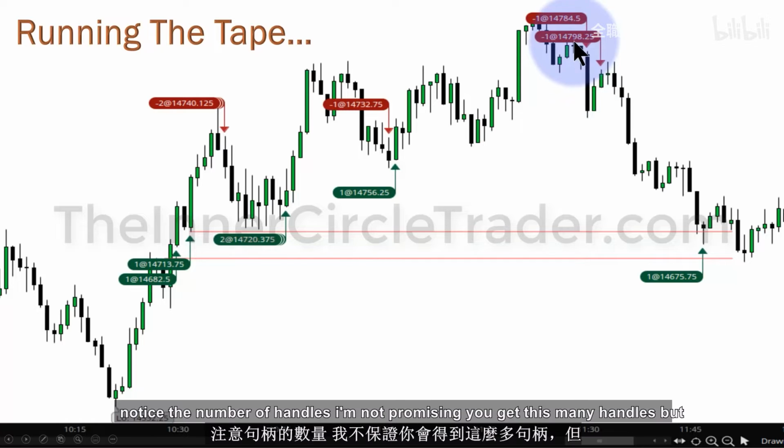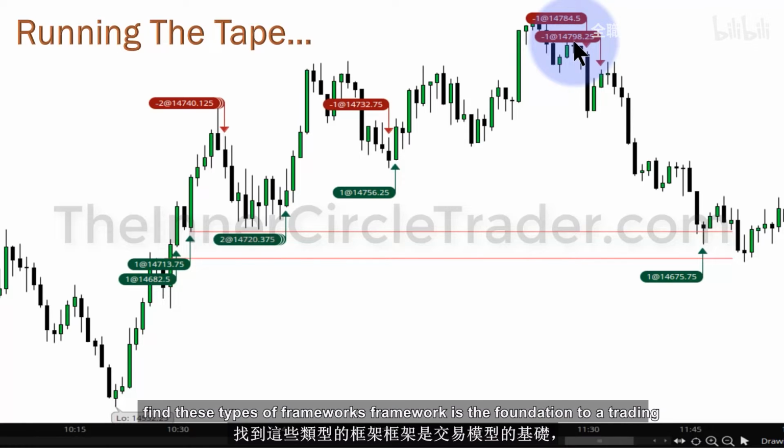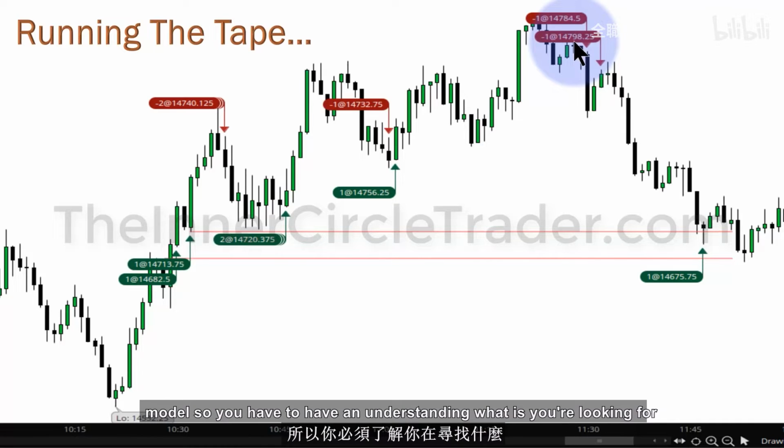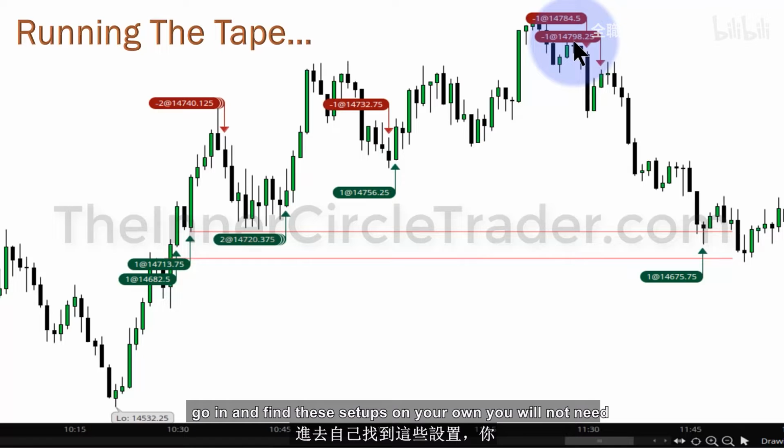Notice the number of handles. I'm not promising you're going to get this many handles, but the setups and the logic behind it will help you find these types of frameworks. Framework is the foundation to a trading model. So you have to have an understanding of what it is you're looking for. And that's really the only thing I'm introducing tonight: the idea of what it is I'm promising to educate you with, so that you can go in and find these setups on your own.